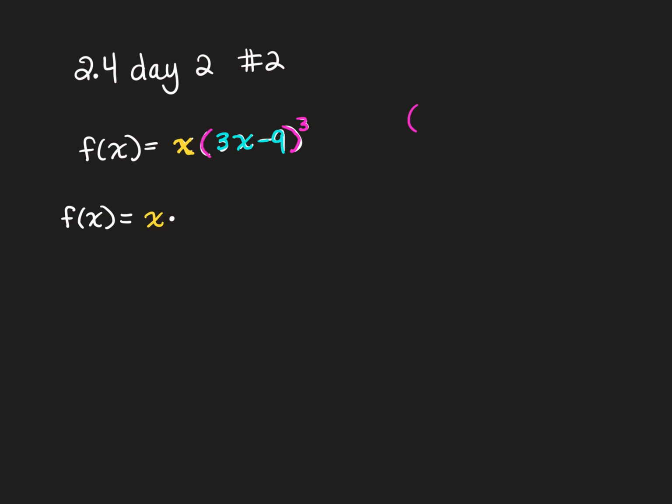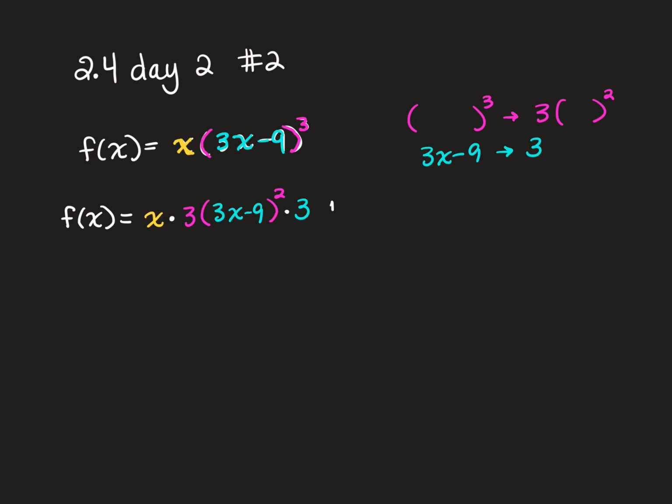So now we have to think about this in terms of its layers. We know the derivative of something cubed is going to be 3 times that thing squared. And we know that the derivative of 3x minus 9 is just 3. So when we're finding the derivative of the second thing, it's going to be 3 times the inner function squared. And then we'll multiply that by the derivative of the inner function, which is 3. Now that's just the first part of the product rule, right?